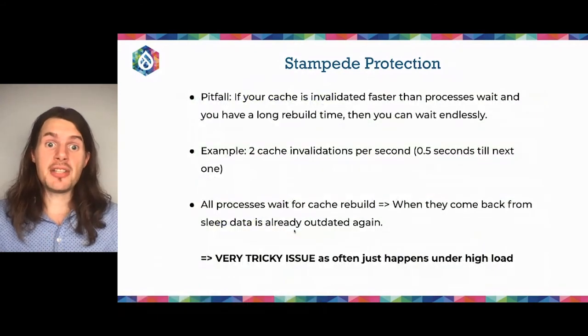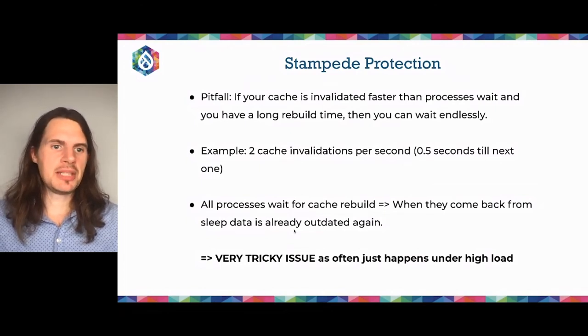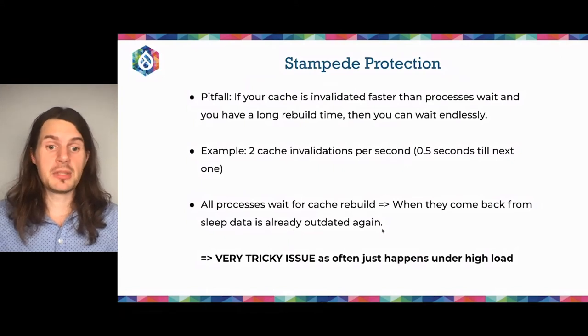If your cache is invalid faster than processes wait, you have a long rebuild time, then you can wait endlessly. So if the spring onion pizza was for whatever reason invalidated faster than it could be created, then all those 1,000 users would be waiting for new data, and then it would be all sleeping again. And that's a very, very tricky issue.